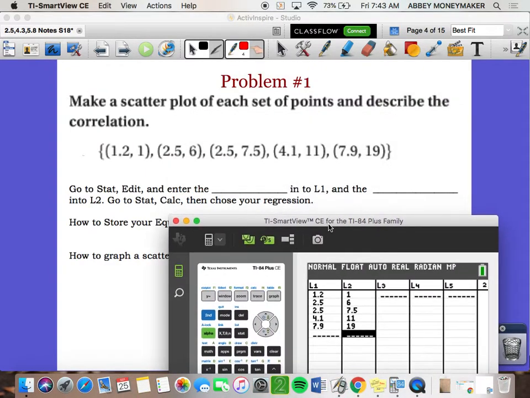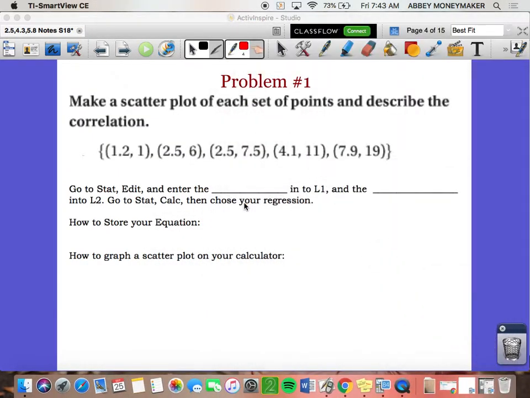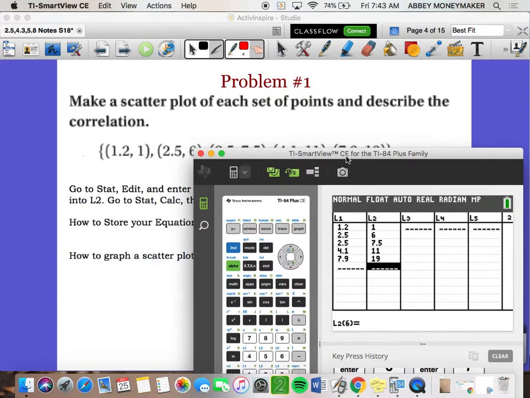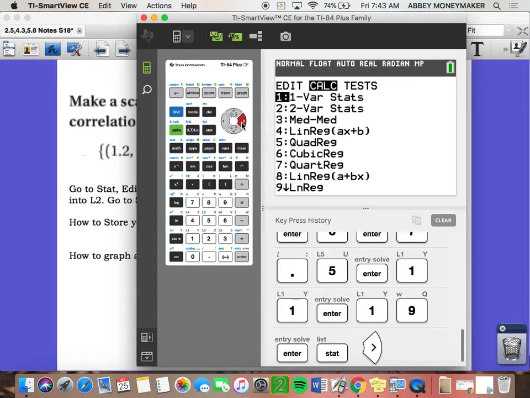And so from here, right where we said go to Stat, Edit, and enter the X's into L1 and the Y's into L2. And then we're going to go to Stat Calc, and then we're going to choose our regression. So they want us to make a linear, because we're still dealing with linear. So we're going to go to Stat, go over to Calc, and choose option number 4. That says LinReg. That stands for linear regression.